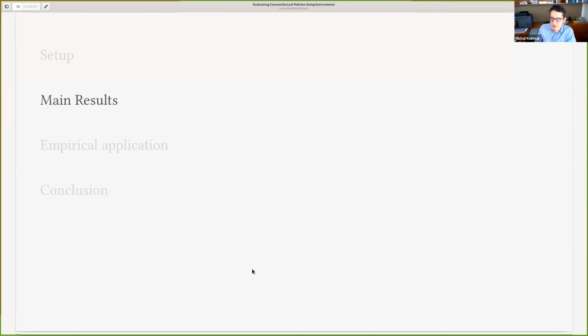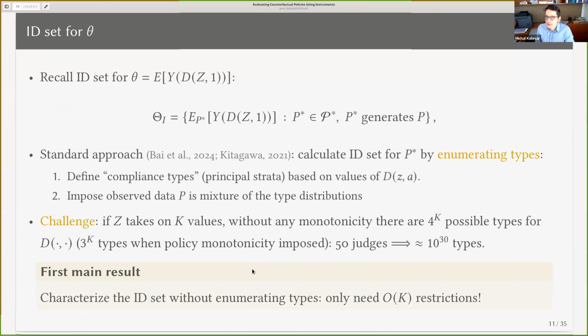Okay, so with this setup, let me give you two main theoretical results that we have. The first main result is going to give a tractable characterization of the identified set under this setup. Recall that we're interested in the average outcome under the counterfactual. This is just the definition of the identified set: I need to find a data generating process for the potential outcomes that matches the observed data. And so how do I do it?